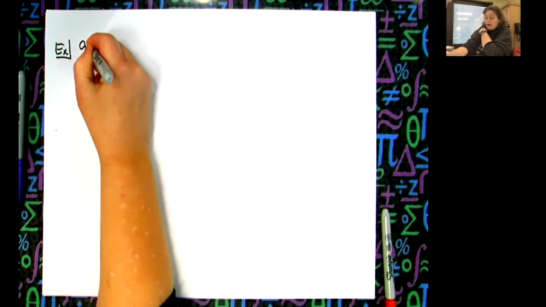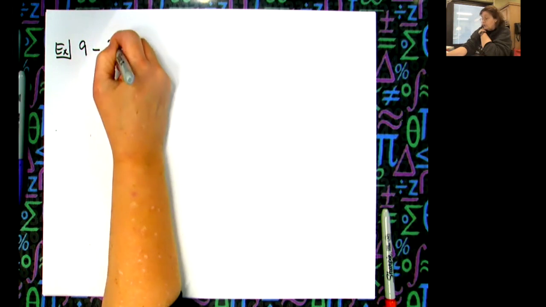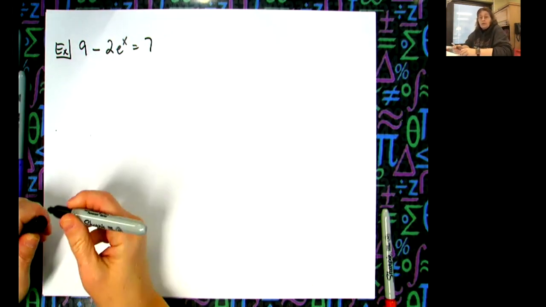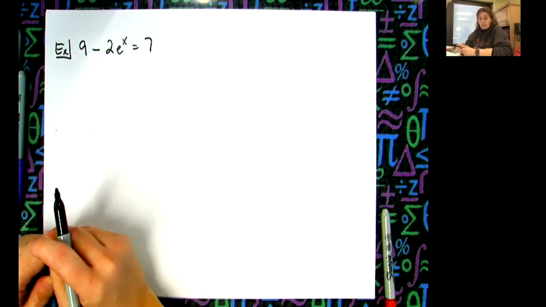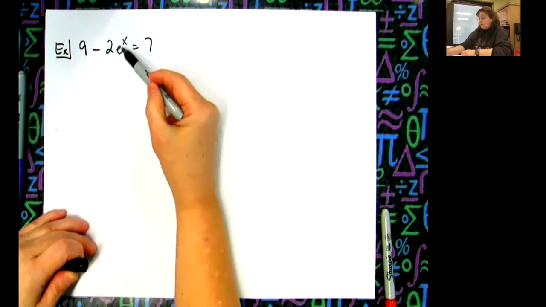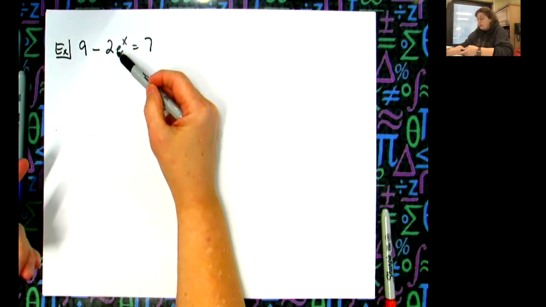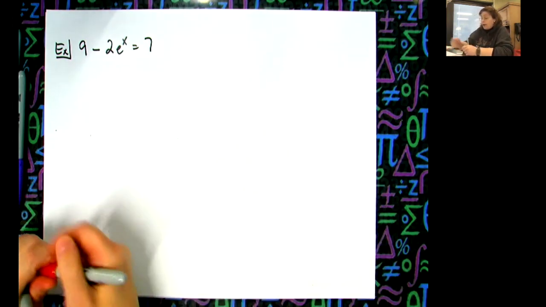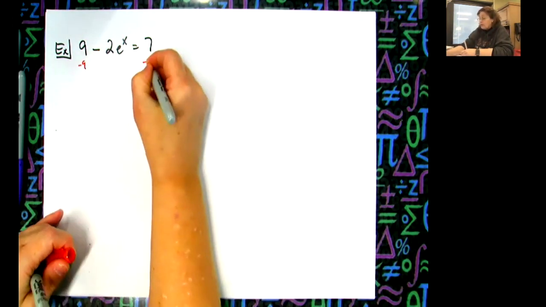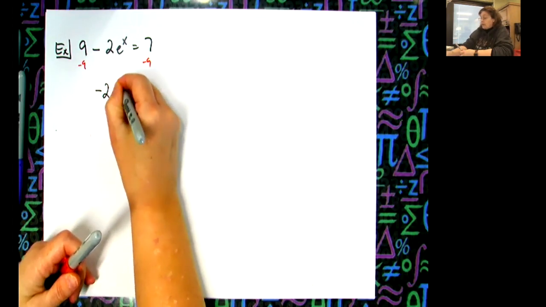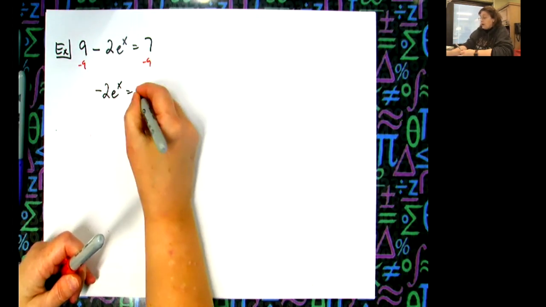Look like 9 minus 2e to the x equals 7. I can't just automatically take the log of both sides at that point. I need to get this e to the x on the left-hand side by itself first. So the first thing I'm going to do is get rid of that 9. Minus 9 from both sides. Then I'll have negative 2 e to the x equals negative 2.